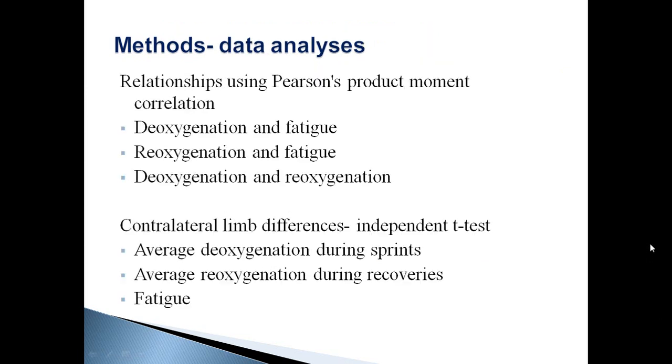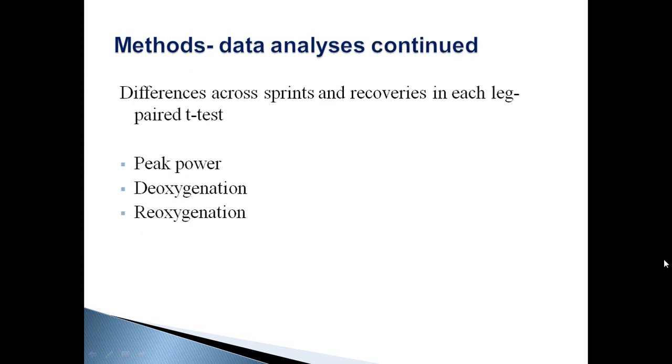Relationships between deoxygenation during sprints and fatigue, reoxygenation during recoveries and fatigue, and deoxygenation and reoxygenation were tested using Pearson's product moment correlation. Contralateral limb differences were tested using independent t-tests and included the average deoxygenation during sprints, average reoxygenation during recoveries, and fatigue. The differences across sprints and recoveries in each leg were tested using paired t-tests. They included peak power, deoxygenation, and reoxygenation.